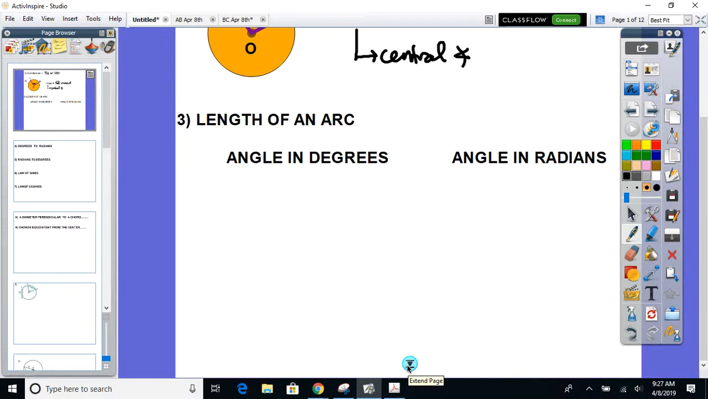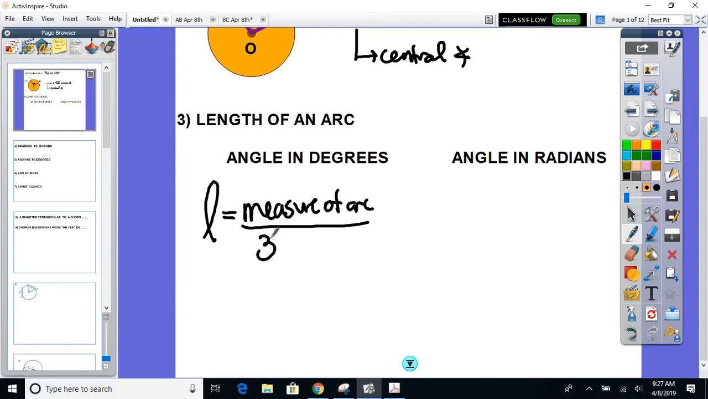Length of an arc tomorrow. You're going to know one. You're going to know both. It's up to you. I'm not going to ask that because you can simply just read over there. Angles in degrees. Arc length is going to be the measure of the arc over 360 times pi d if your angle is in degrees. If it's in radians, that's the other formula, S equals theta r.